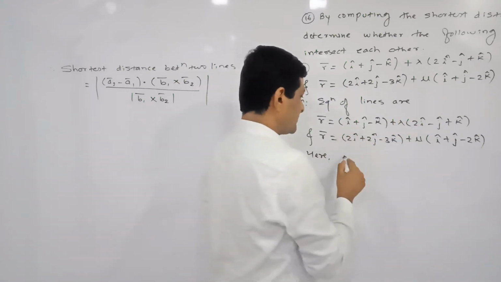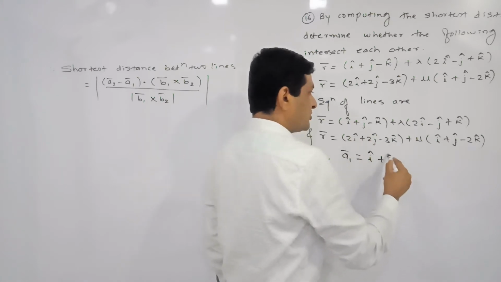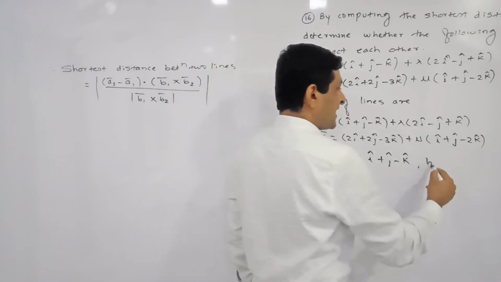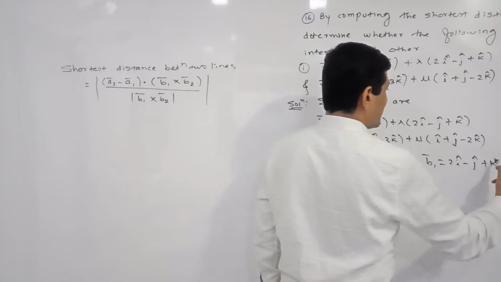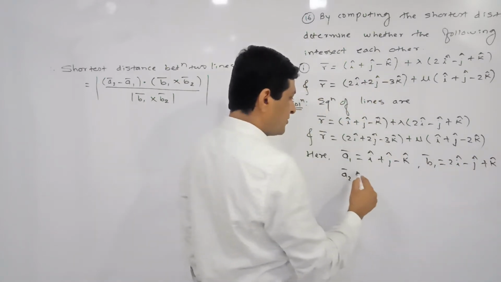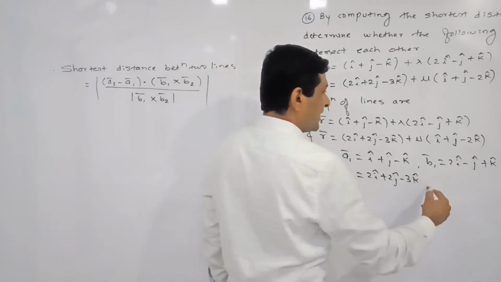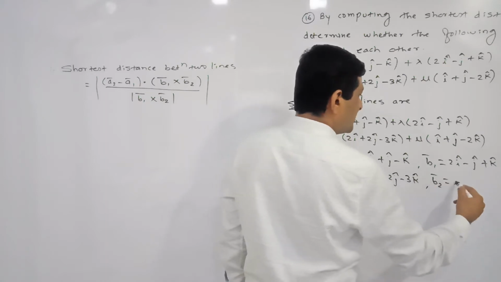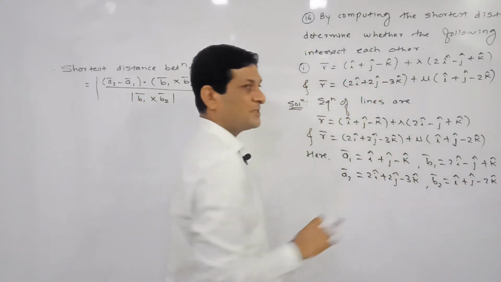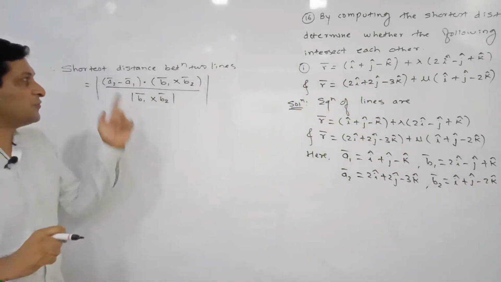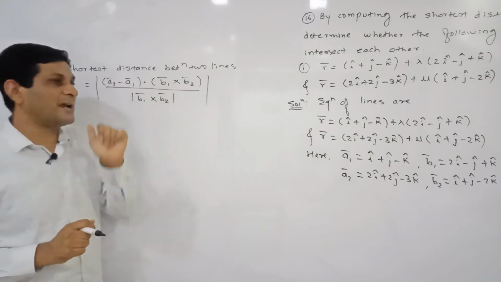So from the first equation, we can say that A1 bar is equal to, what is the value of A1 bar here? I cap plus J cap minus K cap. B1 bar is equal to 2I cap minus J cap plus K cap. From the second equation, we will get the value of A2 bar, that is 2I cap plus 2J cap minus 3K cap, and B2 bar is equal to I cap plus J cap minus 2K cap. Once these values are known to us, now we are trying to find out the value of this numerator. To find out the value of this numerator, we will require the value of A2 bar minus A1 bar.